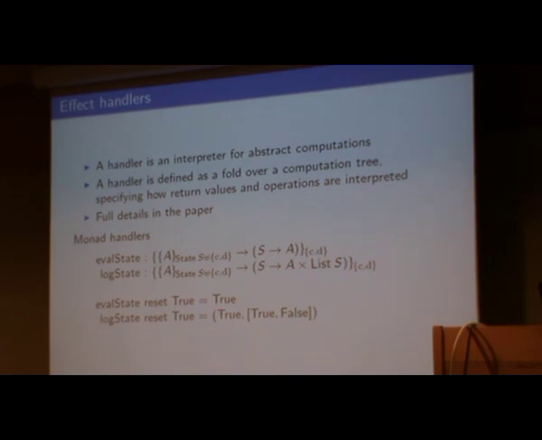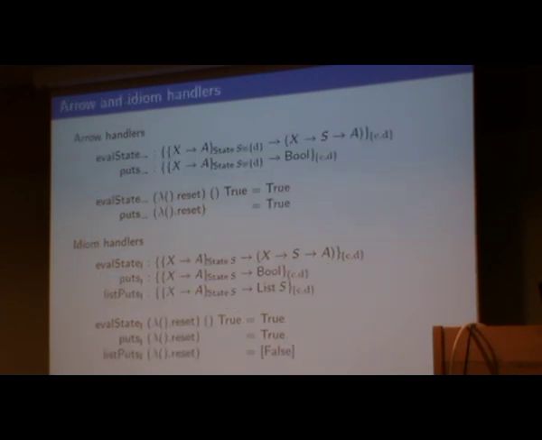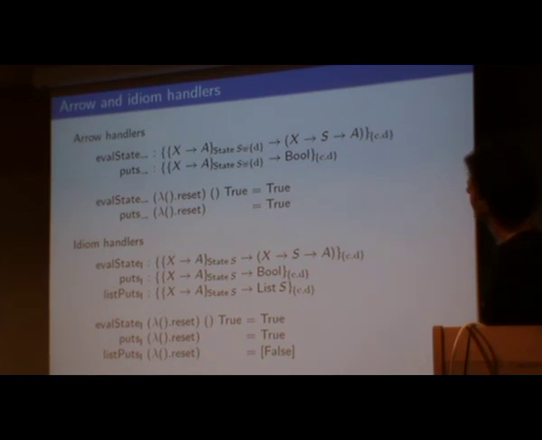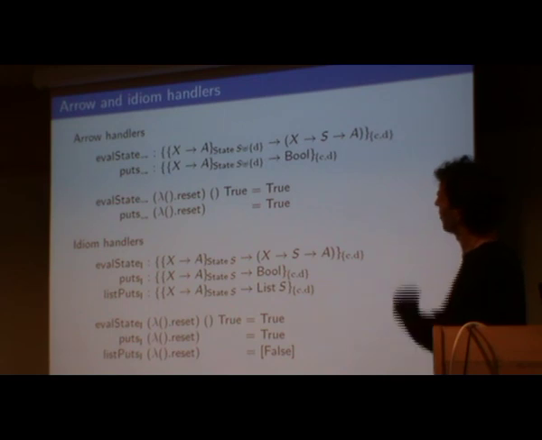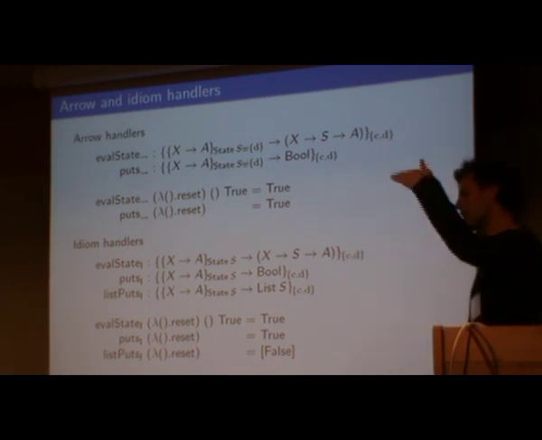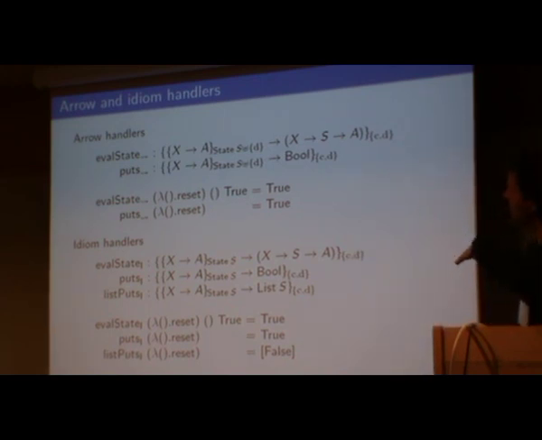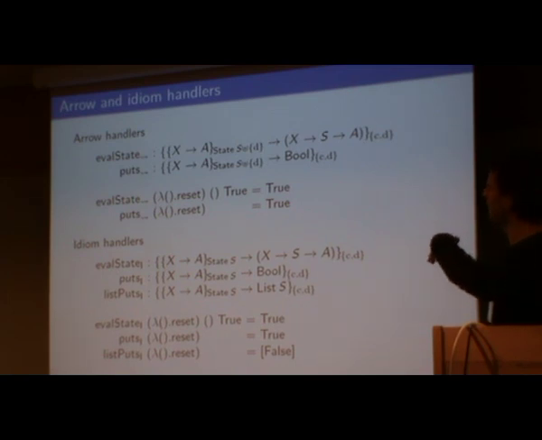And one of the technical difficulties of this work was working out how to adapt handlers to the arrow and idiom setting. I'll just give some more examples, some slightly contrived, or very contrived, examples of arrow handlers that are not monad handlers. Because given any monad handler, we can always automatically generate the equivalent arrow handler.